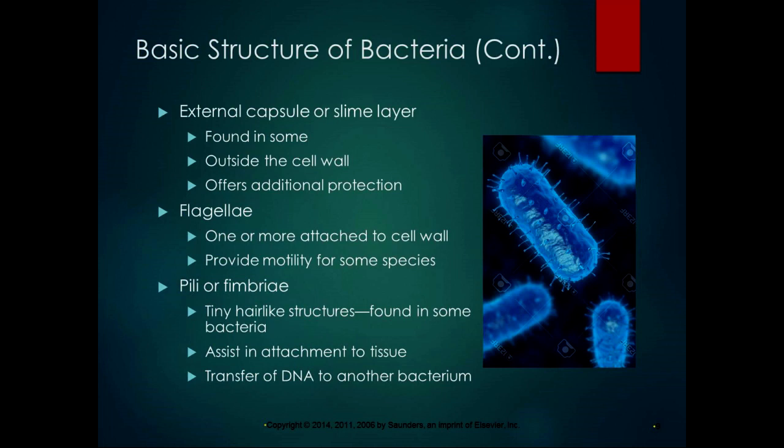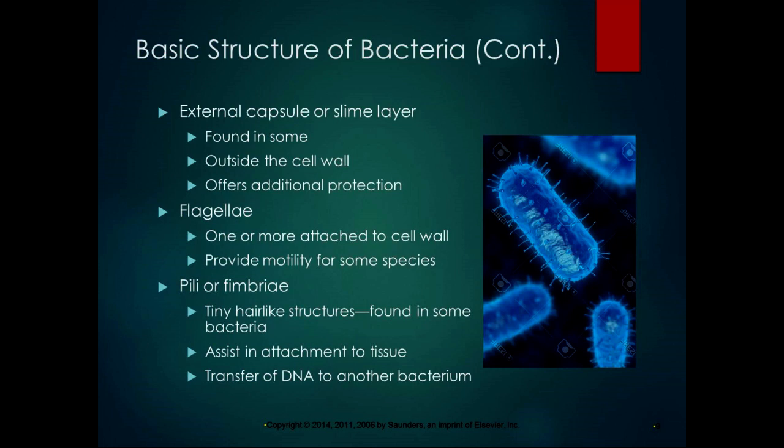So the bacteria has what we call the slime layer, which I think is a great name. It's an external capsule, and it's not found in all bacteria, but it's found in some of them. It's outside the cell wall, and it offers them additional protection. It's an additional barrier to the outside world. Sometimes they have flagellae, which are little projections attached to the cell wall, and they provide some motility. So it's like a little tail that they can use to propel themselves.